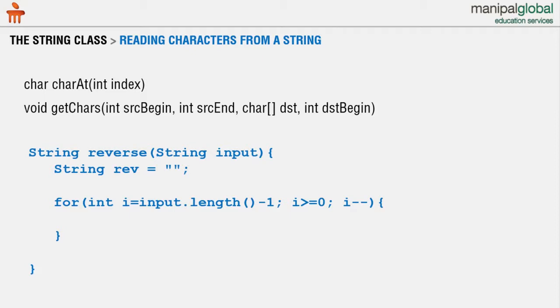We say, is this greater than 0? Yes, then let's reduce that. Each time we reduce, we are accessing the last character, and we append it to the rev. Now rev being an empty string, it gets concatenated with each of the characters that you are doing. Once we are done, we have the reverse of that and we return this.